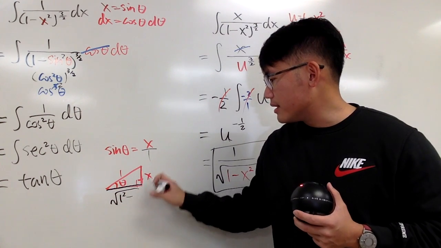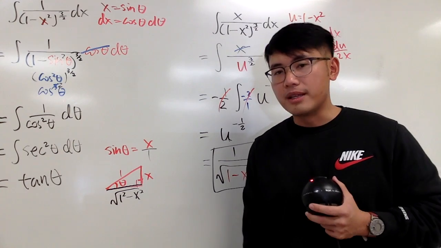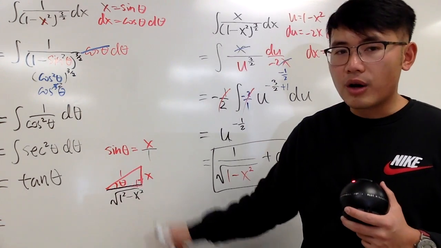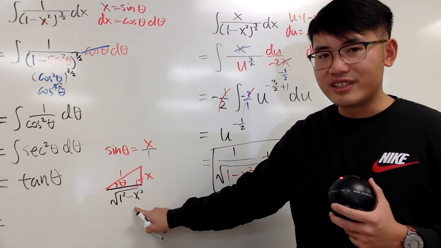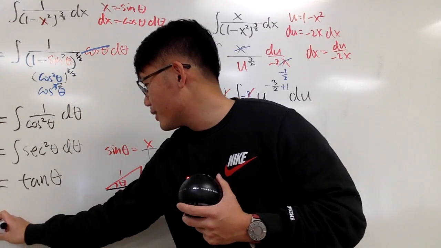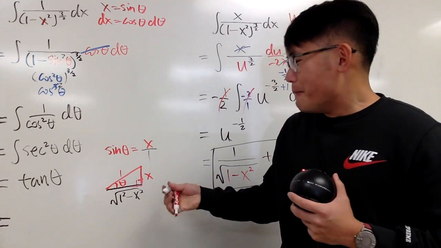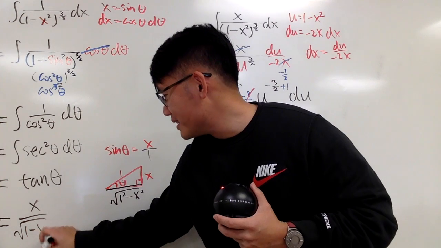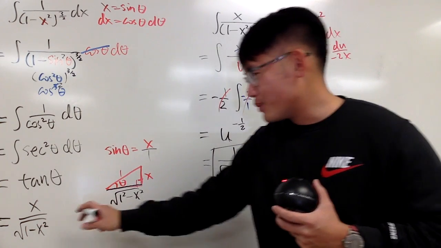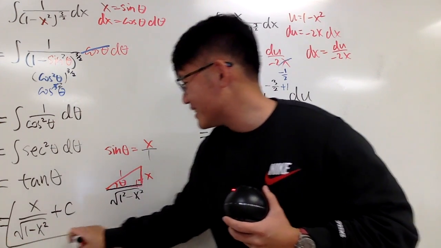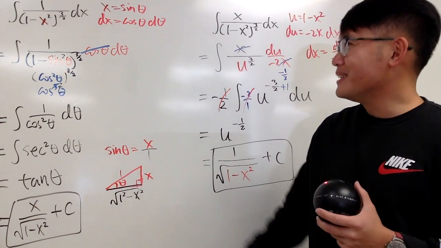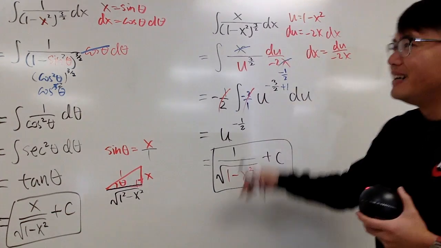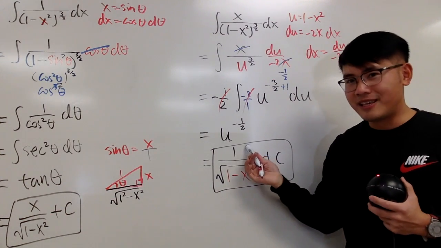And then to figure out the adjacent, you take the square root of the hypotenuse squared, which is 1 squared, minus the other side squared, so the square root of 1 squared minus x squared. And then tangent theta, by looking at this triangle, is just the opposite over the adjacent, which is this over that. So you can see that this is really interesting because we get x over the square root of 1 minus x squared, like that. And we are done. Put plus c like this. Take a look how cool this is, because originally the x ran away, but now the x is back.